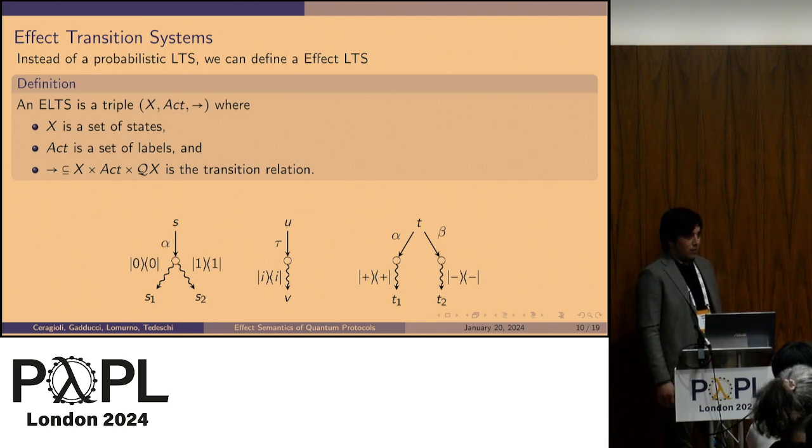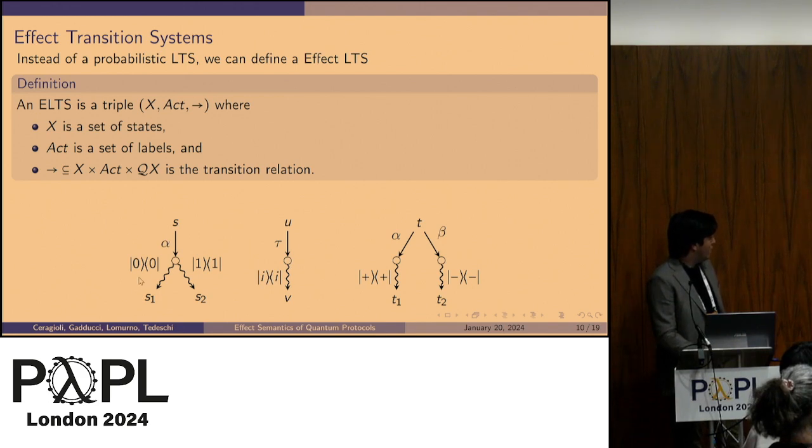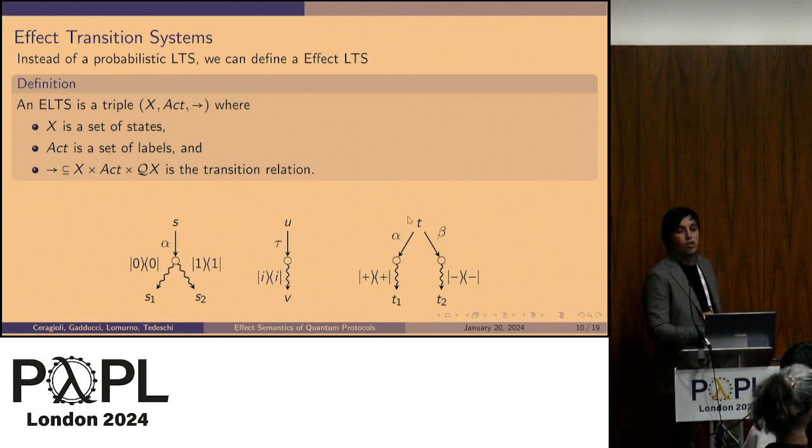Thanks to effect distributions, we build effect transition systems. Again, a generalization of PLTS. An ELTS is a set of states, some actions, and a transition relation that from a state and an action goes in one or possibly many effect distributions. Here we can see that we have effects as weights on this distribution. We can also have sub-distributions in general, and we can still have non-deterministic behavior.